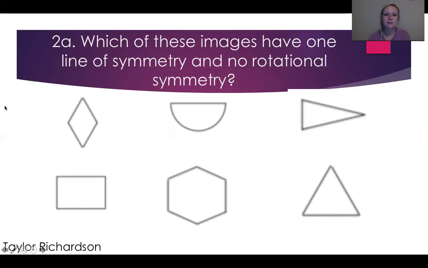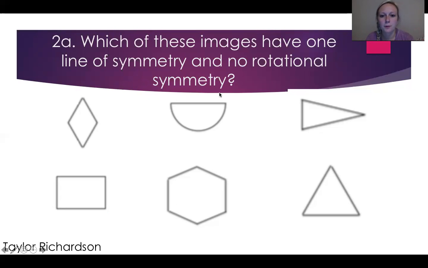All right, moving on to number 2. Which of these images have one line of symmetry and no rotational symmetry? And so this kind of goes along with what we were talking about, rigid motions. A line of symmetry is present whenever you can place a line within an object and both sides of that object are going to be exactly the same.